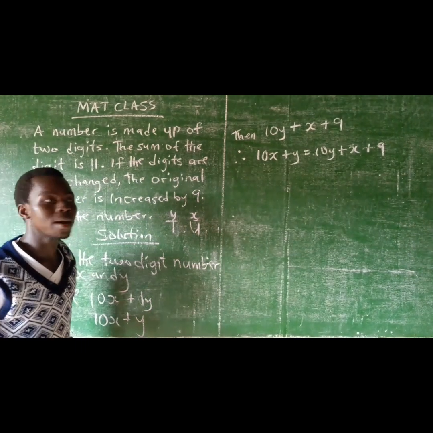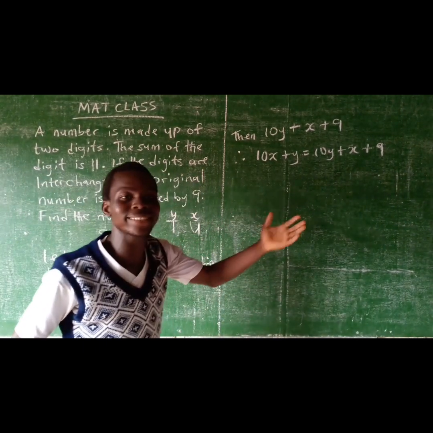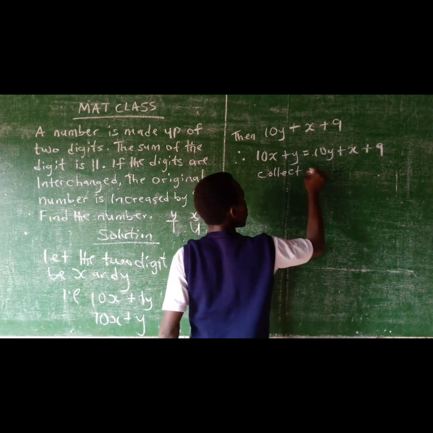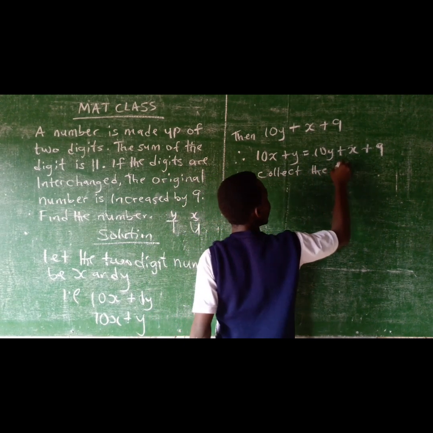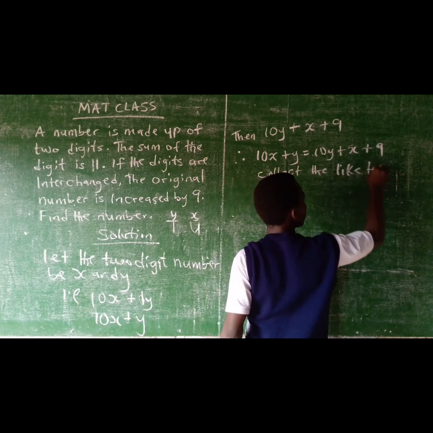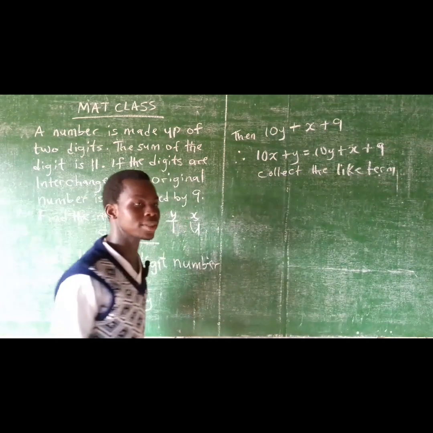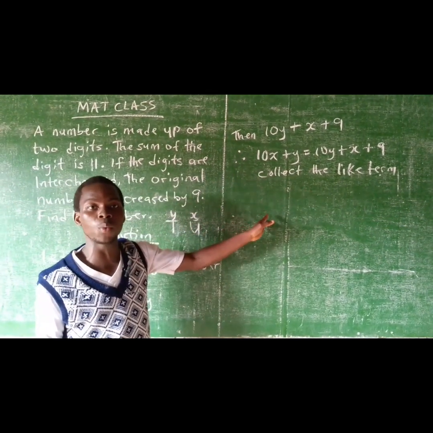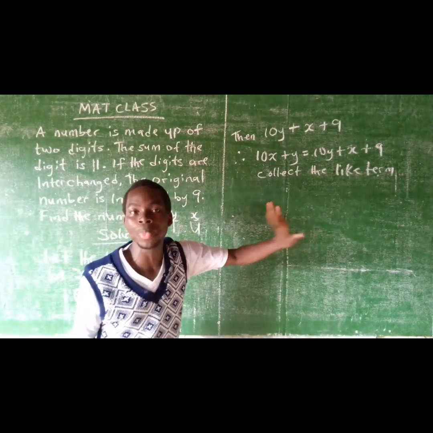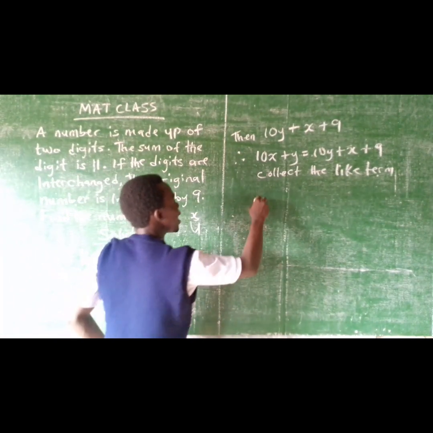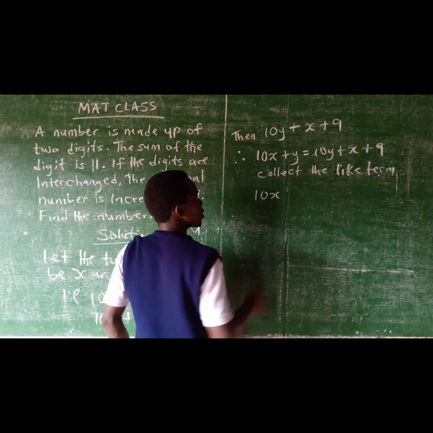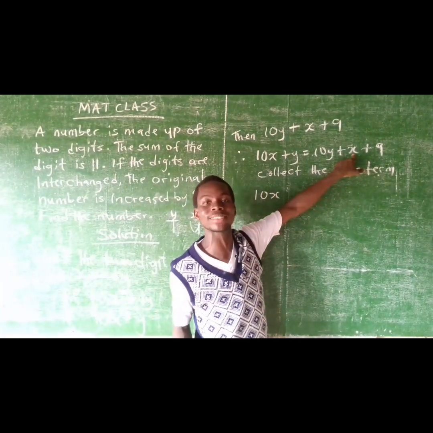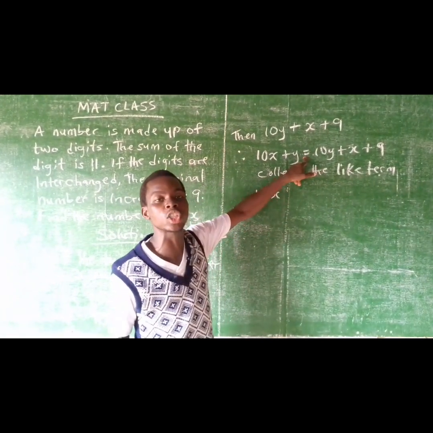Am I communicating now? After that, I will now say, what is the next thing? The next thing will now be collecting the like terms. How do I want to collect the like terms? That means the one that is having x will come and marry x. The one that is having y will come and marry y. And the one that is standing alone will stand alone. Now here, I'm going to be having 10x. I bring it, but I'm having x on the other side, but there's something that is blocking it, which is the equal to.